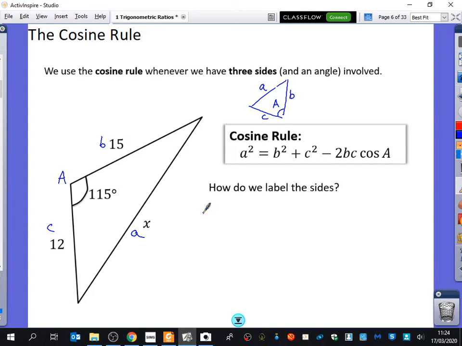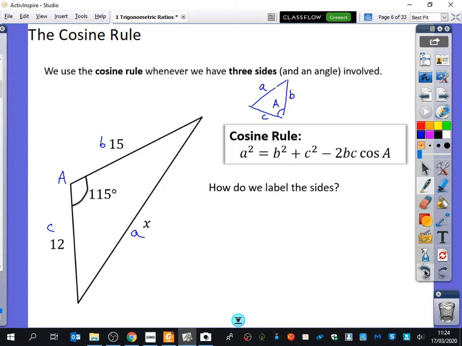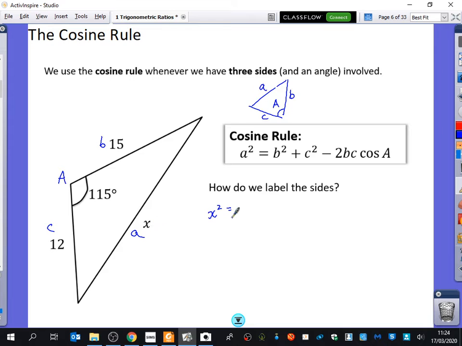So in this case, if we're going to try and find out what A squared is equal to, well, it's not going to be A squared in our case. It is X squared. So our X squared is equal to 12 squared plus 15 squared minus 2 times 12 times 15 times the cosine of 115 degrees, okay?